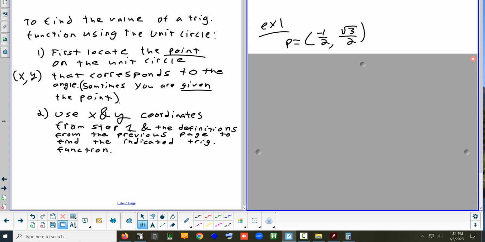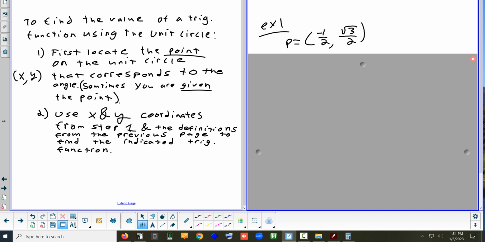So in this case, they are giving us the coordinate. They're telling us the coordinate is -1/2, comma √3/2. Does that look like the coordinate for 0, 90, 180, or 270? What do you think? Does it look like any of those? Chris? No. That's because it's not. That is not the coordinate for 0, 90, 180, or 270.